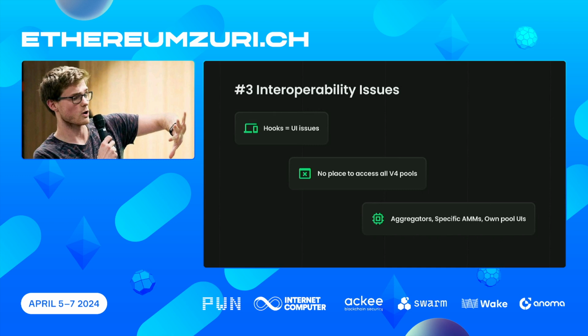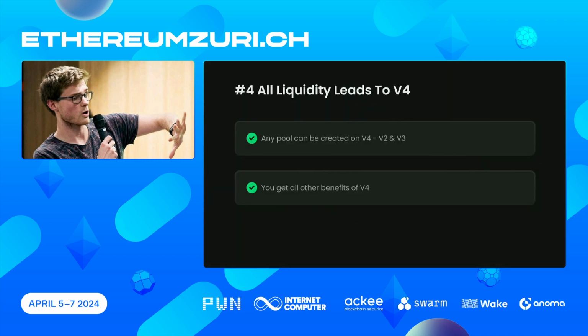And the last thing, what we believe is that eventually all liquidity will lead to V4, because you can build anything on V4. If you want a V2 pool, you can have a V2 pool, or basically a pool that will act as a V2 pool. Even like with the liquidity locking hook that we built, that forces you into an infinite range. So basically a V2 pool, and we just added liquidity incentives on top.